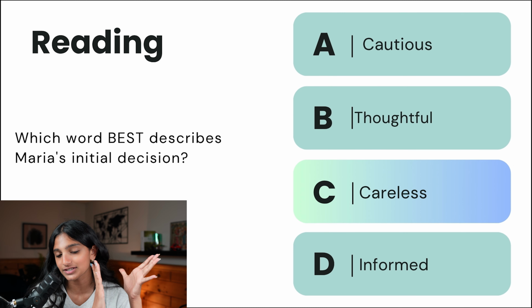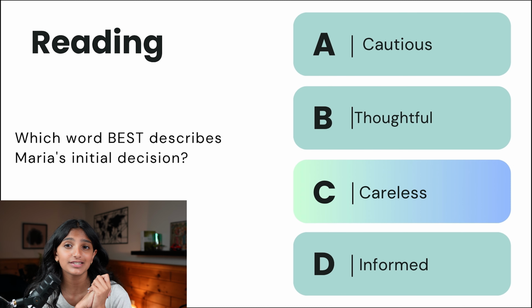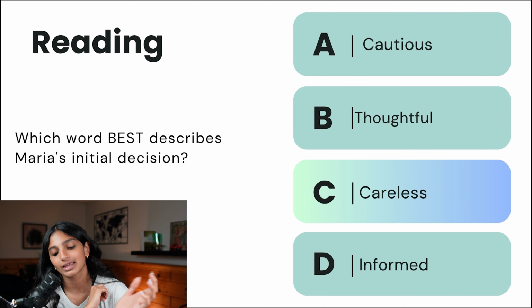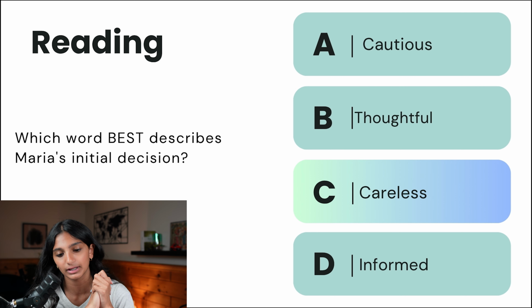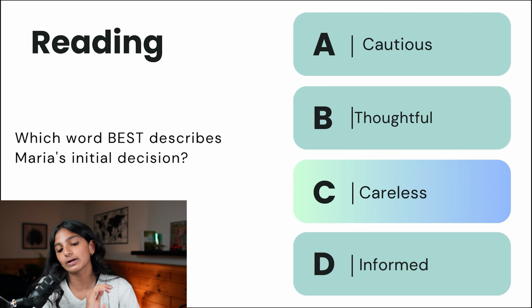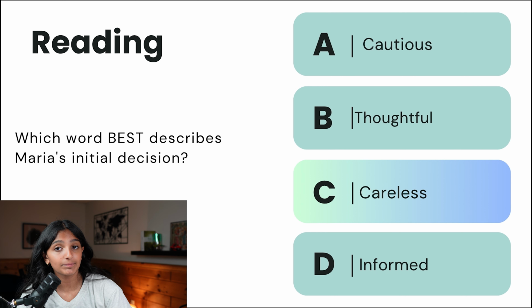Now let's talk about the answer. In the passage, they talk about how Maria debated whether or not to take her umbrella, but ended up not taking it. And that's a little bit careless, knowing that it's going to be raining soon, because dark clouds means rain is coming. So the correct answer is C, careless.